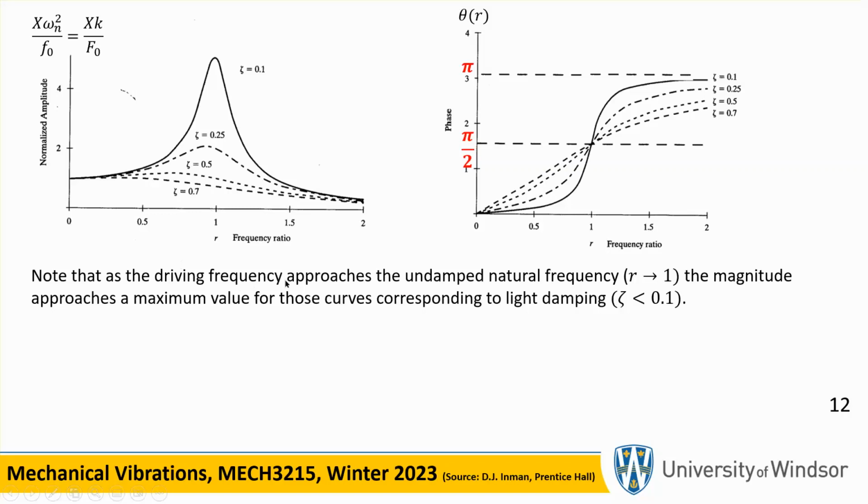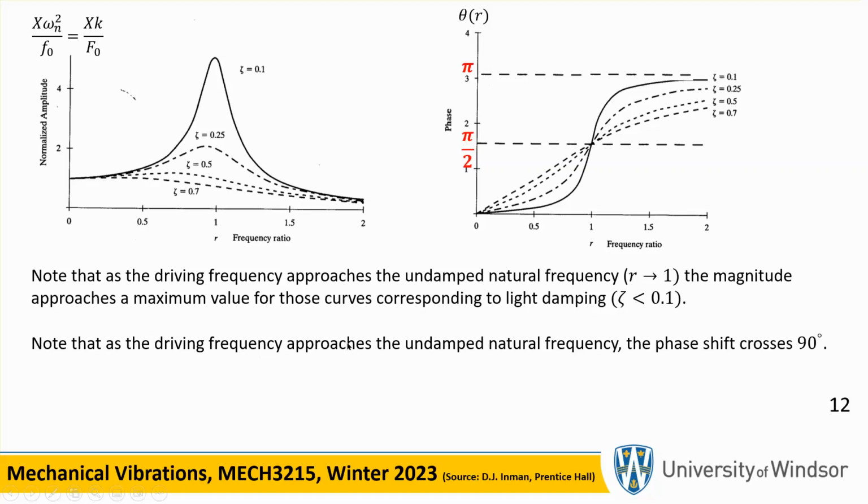Note that as the driving frequency approaches the undamped natural frequency, as R goes to 1, the magnitude of the amplitude increases, increases, increases. It reaches a peak and then drops if R is bigger than 1. Now, if it's undamped, it goes all the way to infinity, but damping will make it reach a peak and then drop.